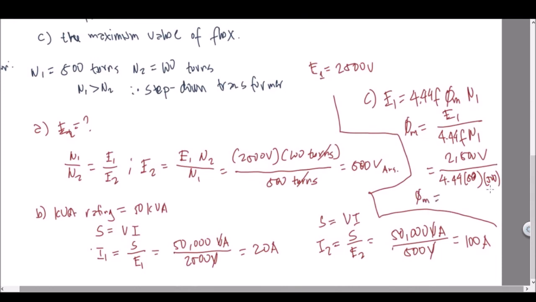So using again your calculator, you can now solve for your maximum value of flux. We have 2500 over 4.44 times 50 times 500, and you will have 0.0225, and the unit for that is Weber. Okay, so we now have our secondary voltage, the primary and the secondary current at full load, and our maximum value of flux.